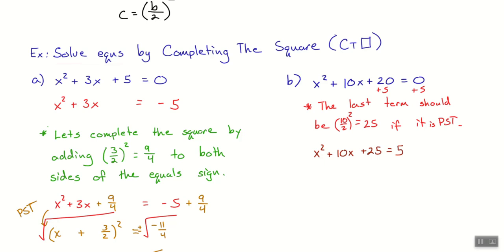Now, when we look at this, check it out. We should always think. But I know that this thing is a perfect square trinomial. Do you guys know the square root of the first and the last? So this thing factors as x plus 5 squared equals, what's on the right side? 5.